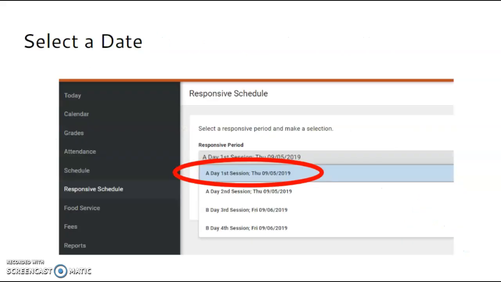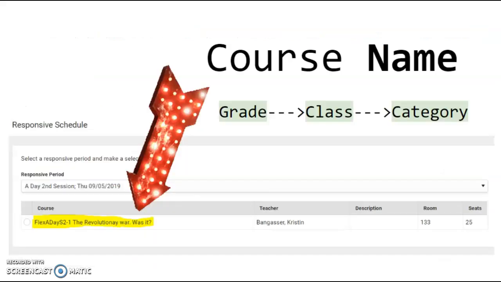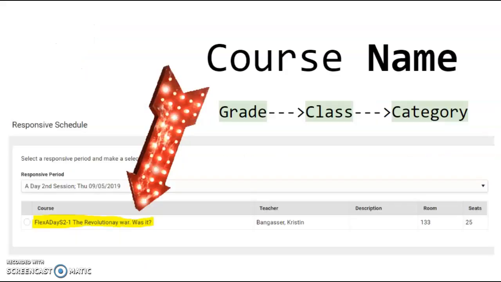So to sign up, you're going to pick the session, and you're going to see a menu of options. And you're going to see the list, and it's going to be sorted by grade level first. So let's look at how it's going to be listed. So it's going to have a course name. And this is kind of the naming feature of what we're going to do. It's going to be the grade with the class by the category.